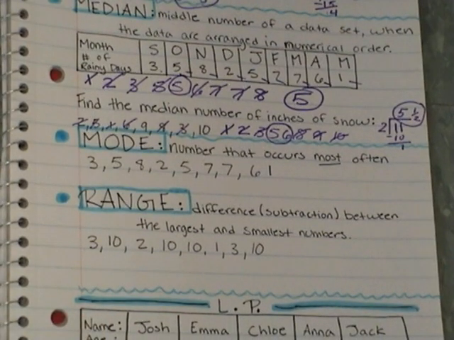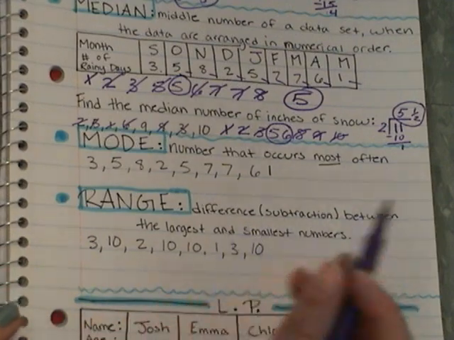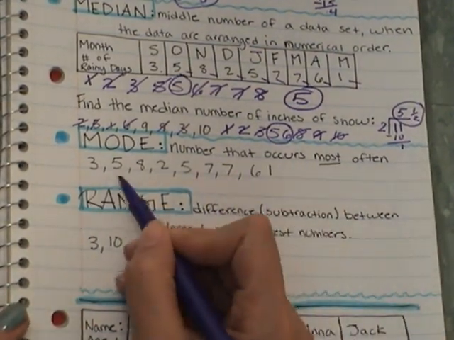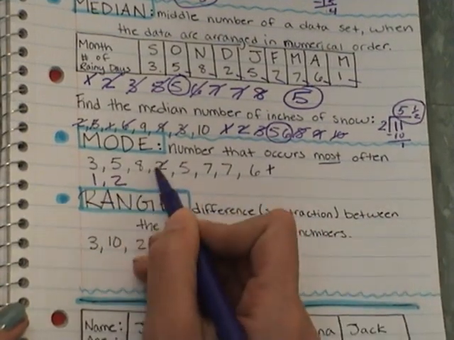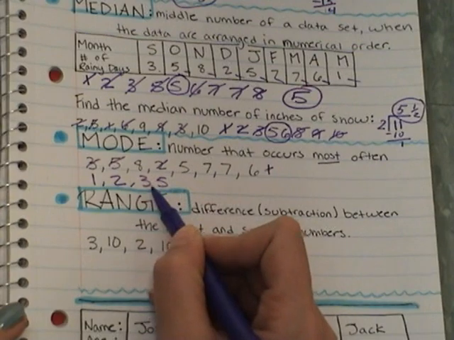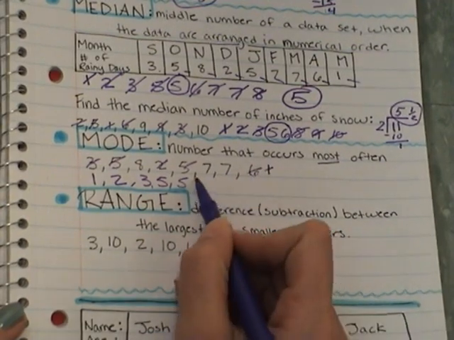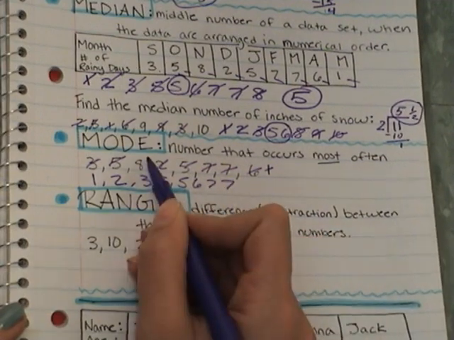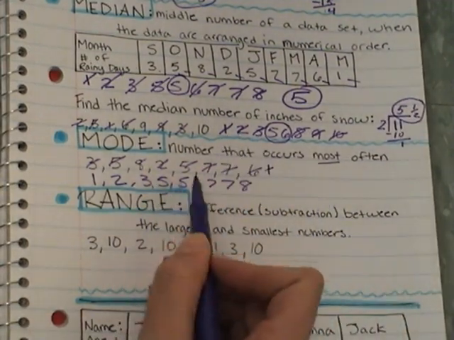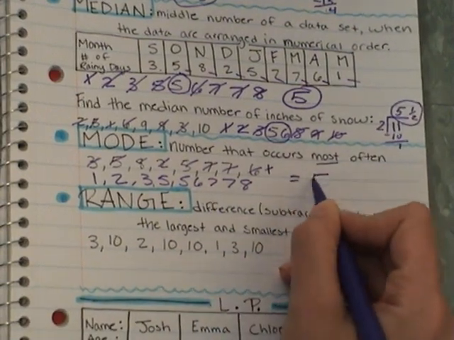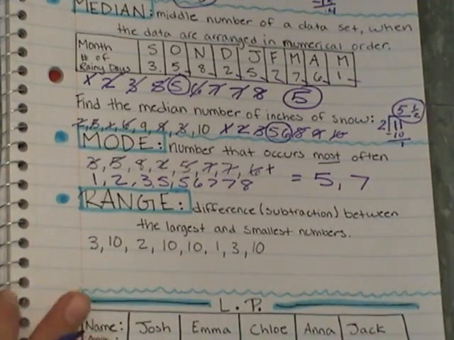All right, now the next one we're going to do is mode. In mode, I always just remember mode is most, the number that occurs most often. Again, whenever I have a group of numbers, I like to always put them in order. So, let's see. I'm going to go 1, 2, 3, 5, 5, 6, 7, and then 8. Alright, and let's see, I have 5 twice and I have 7 twice. But that's okay because my mode can be both 5 and 7. So that is my mode.